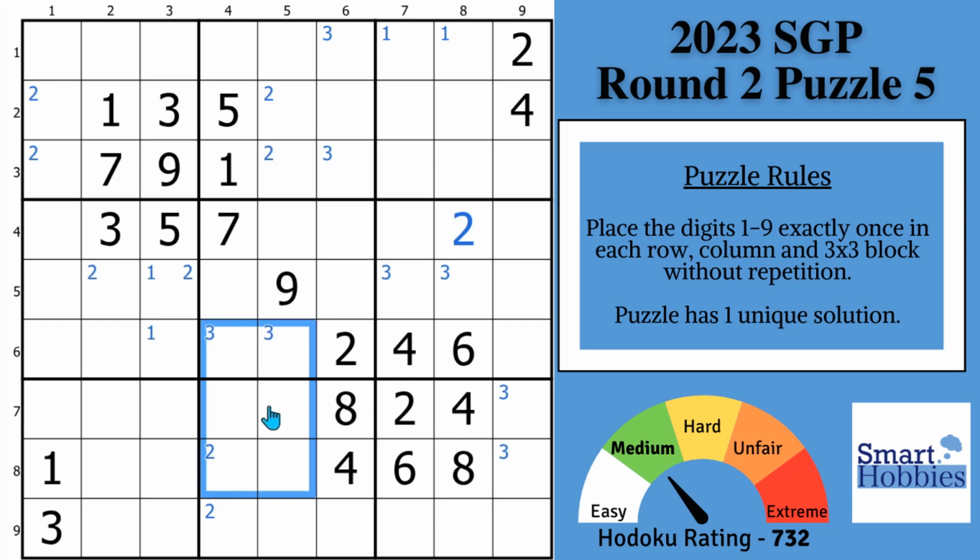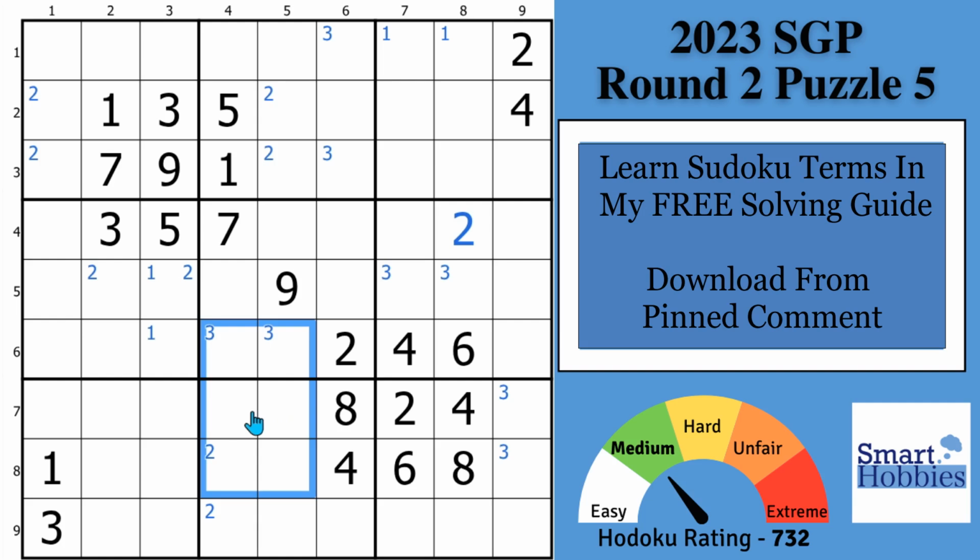And I cover claiming pairs and also cover pointing pairs in my free Sudoku solving guide. I love teaching these to you because they show up time and time again in most Sudoku puzzles. Nothing else with the 3s.